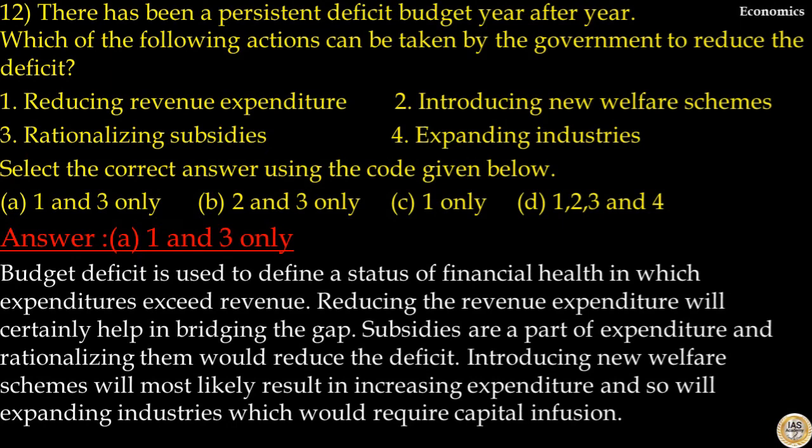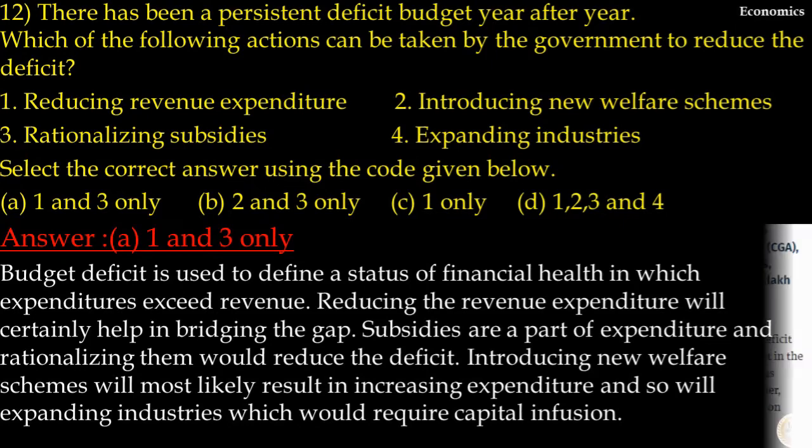That is, reducing revenue expenditure and rationalizing subsidies. Budget deficit is used to define a status of financial health in which expenditure exceeds revenue. Reducing the revenue expenditure will certainly help in bridging the gap. Subsidies are part of expenditure and rationalizing them would reduce the deficit. Introducing a new welfare scheme will most likely result in increasing expenditure, and so will expanding industries, which would require capital infusion. So, reducing revenue expenditure and rationalizing subsidies can be the actions taken by the government to reduce the deficit. So, the answer to this question is option A.